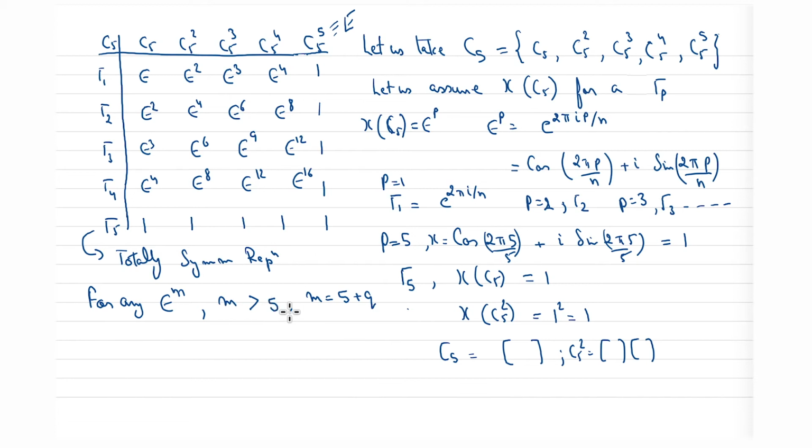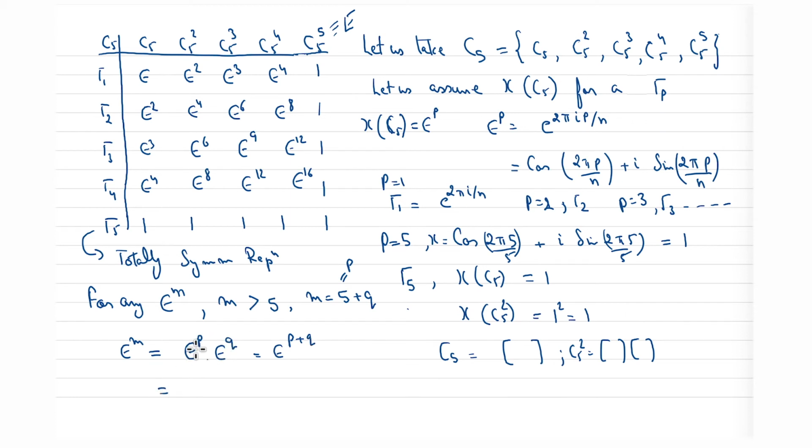Because let's say m is 6, m can be written as 5 plus 1. If m is 7, m can be written as 5 plus 2, and so on and so forth. So that would mean that epsilon to the power m can be expressed as epsilon to the power p and epsilon to the power q, right? Or in other words, epsilon to the power p plus q. If my m is p where my 5 is p, epsilon m can be written as epsilon p plus q, and then that can be written as epsilon p into epsilon q.